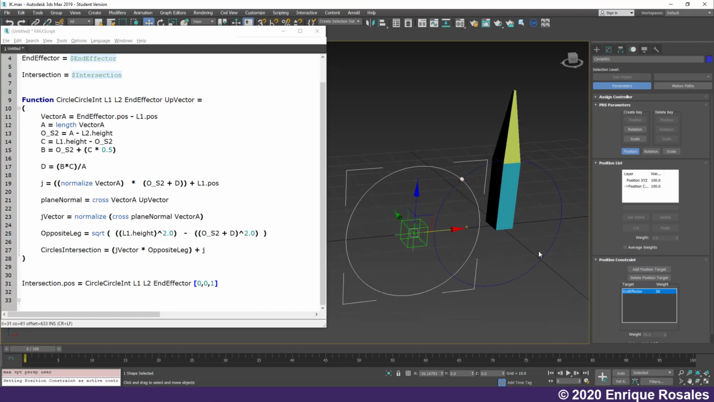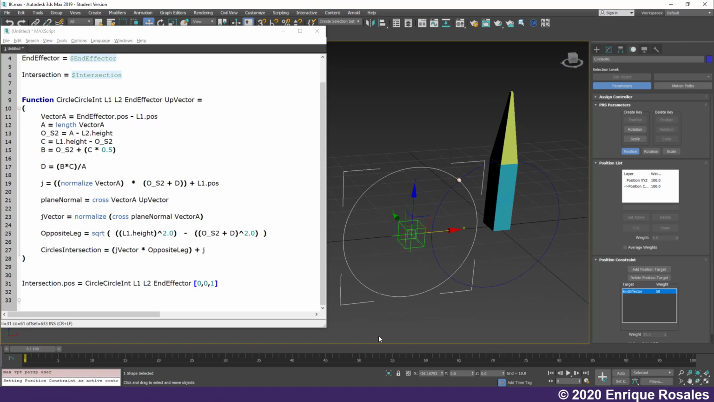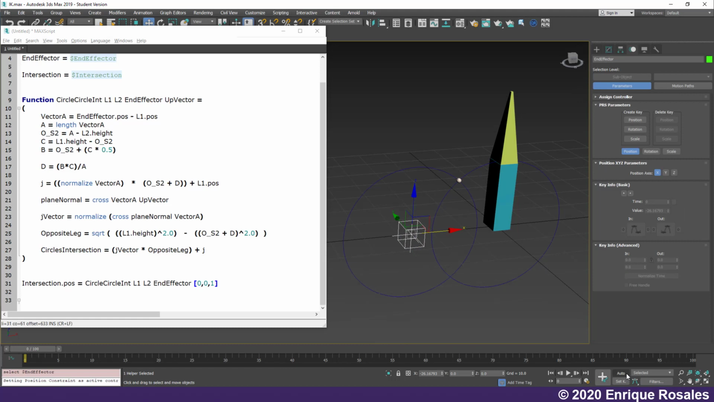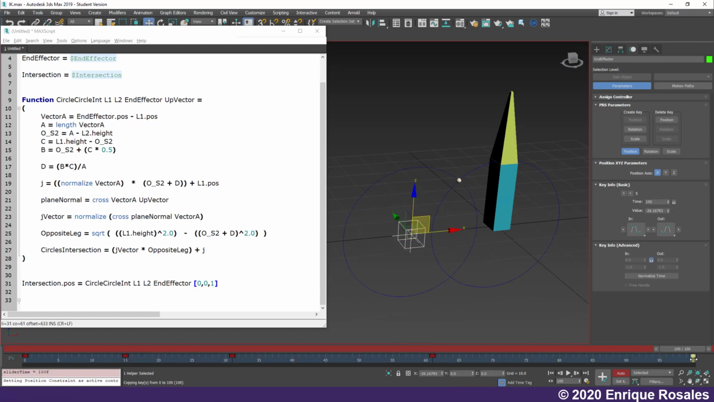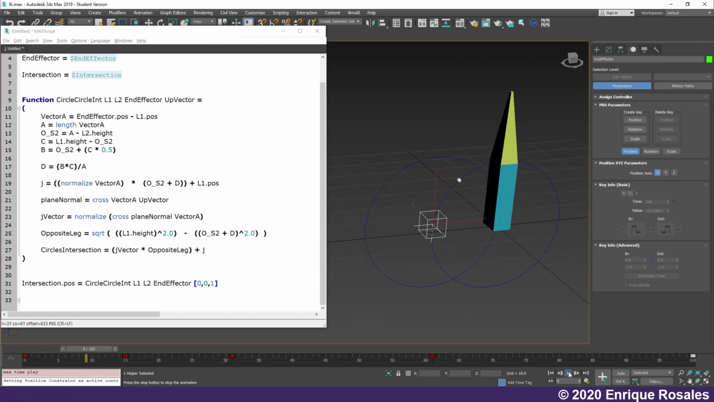So actually, I will just animate this thing because it's obviously more interesting. I can get the end effector and do an animation. I will move this guy here, and then maybe here, then go down a little bit, and maybe return to the same position at the end. So I have an animation, right?